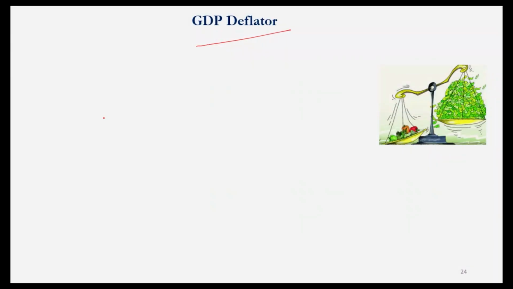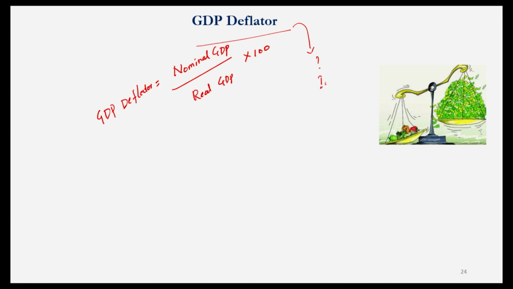So how is the GDP deflator computed? GDP deflator is computed by using a very simple formula: nominal GDP divided by real GDP, multiplied by 100. Nominal GDP divided by real GDP multiplied by 100. So what is the very basic purpose of the GDP deflator? It is used to measure inflation. How an economy is experiencing an increase in prices of goods and services over a period of time can be computed using this particular term, called the GDP deflator.